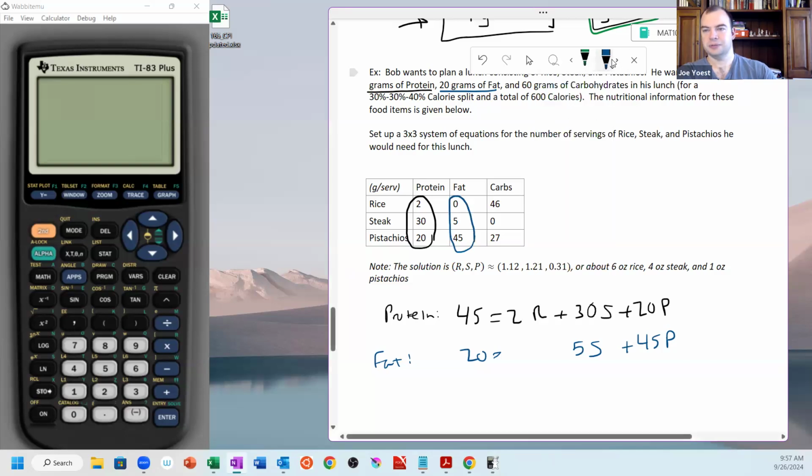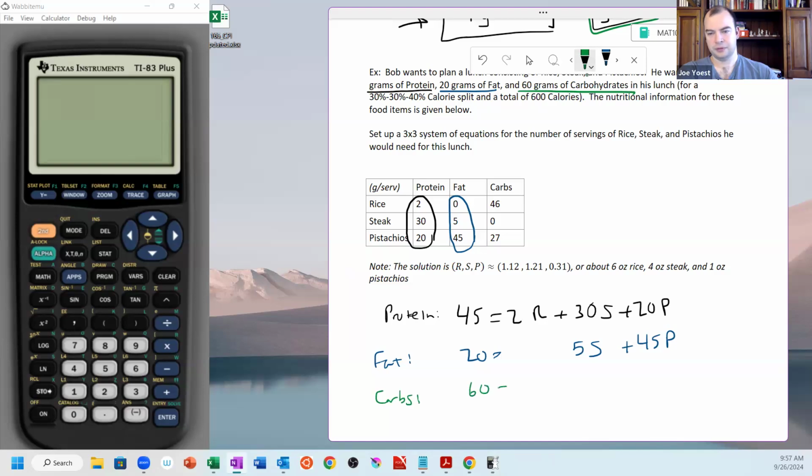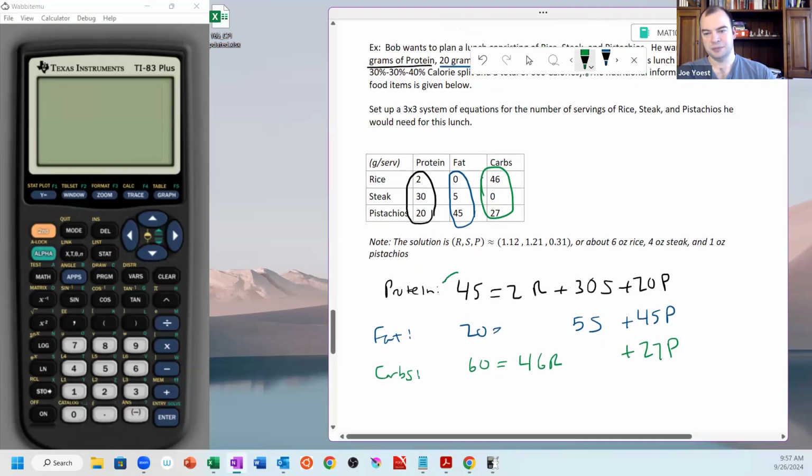And then for carbs, we need 60 grams of carbs, and that's 46 grams per serving of rice times the number of servings of rice. No carbs in steak, not an appreciable amount anyway, and then plus 27 grams of carbs per serving of pistachios times P, the number of servings of pistachios. This would be our 3x3 system.